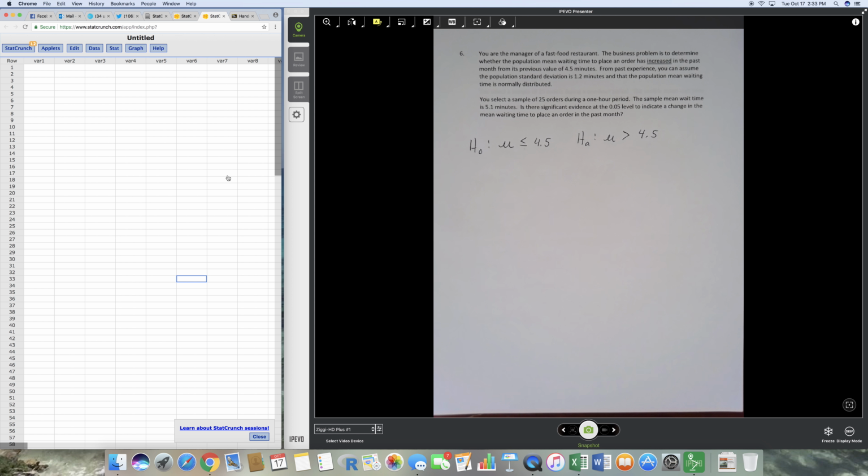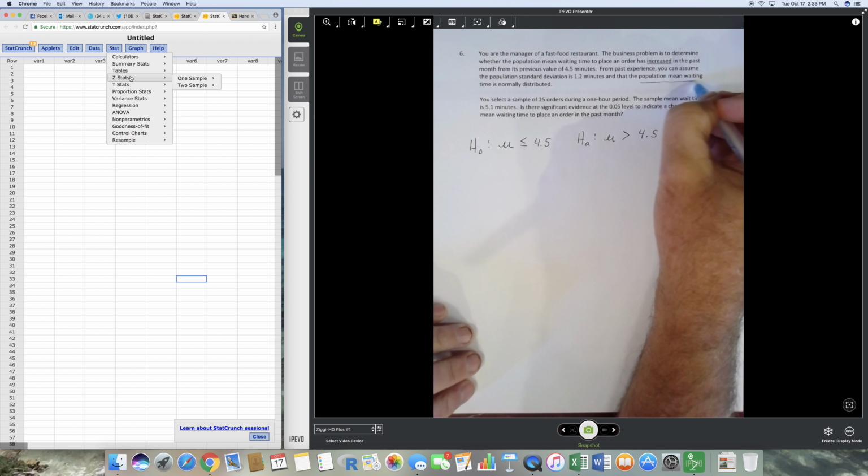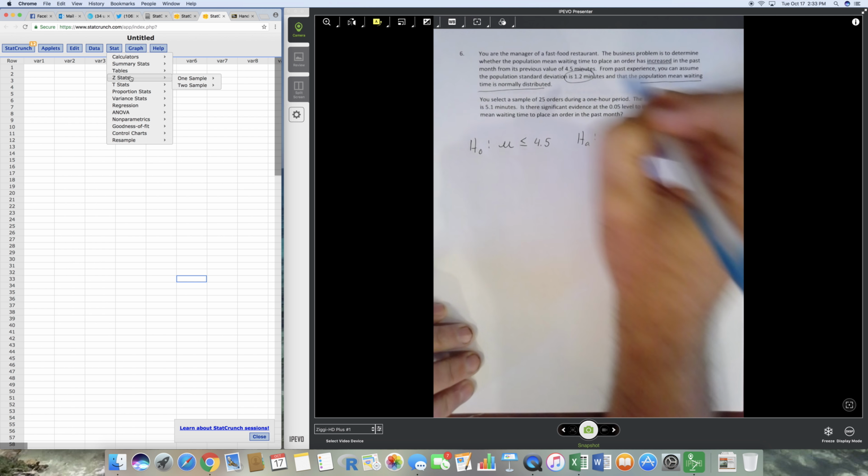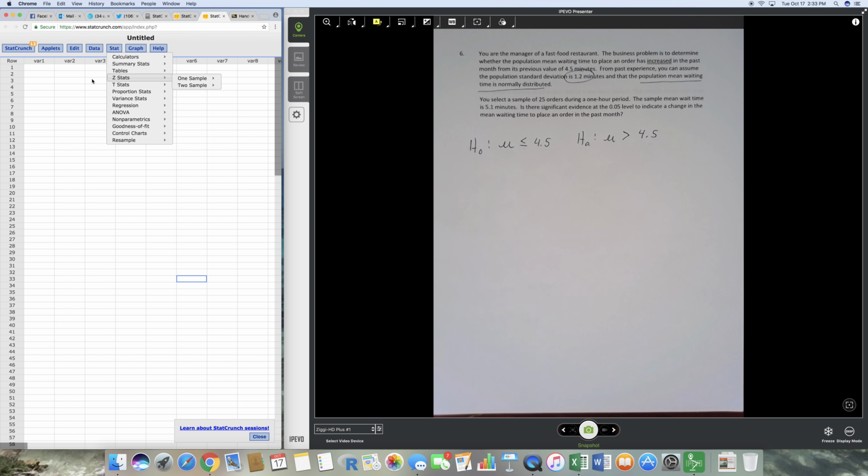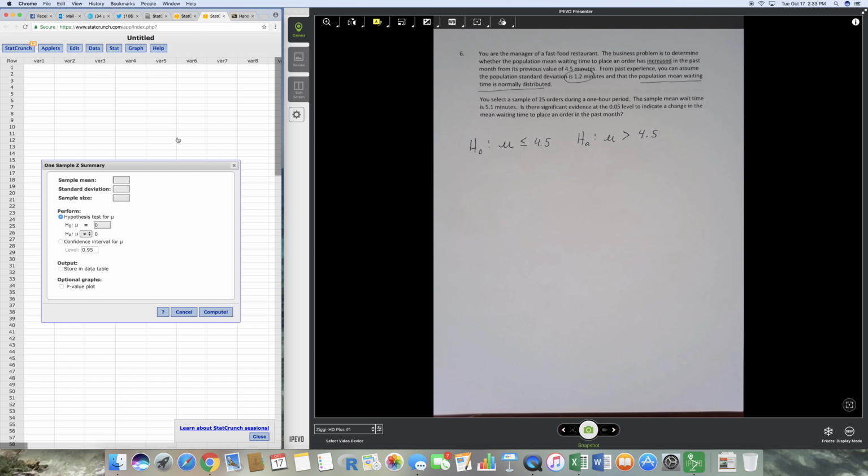All the other information is the same, so I'm going to go ahead and just do the z-stat. Again, the population waiting time is normally distributed, and we have the population standard deviation of 1.2, so I'm going to use a z-stat, one sample with summary.